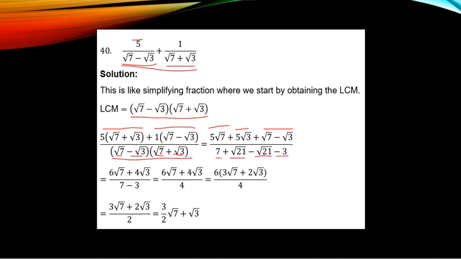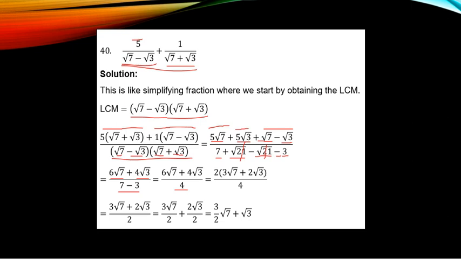So 5 root 7 plus root 7, that is 6 root 7. Then 5 root 3 minus root 3, that is plus 4 root 3. In the denominator, plus root 21 minus root 21 is 0. You are left with 7 minus 3, and that is 4.